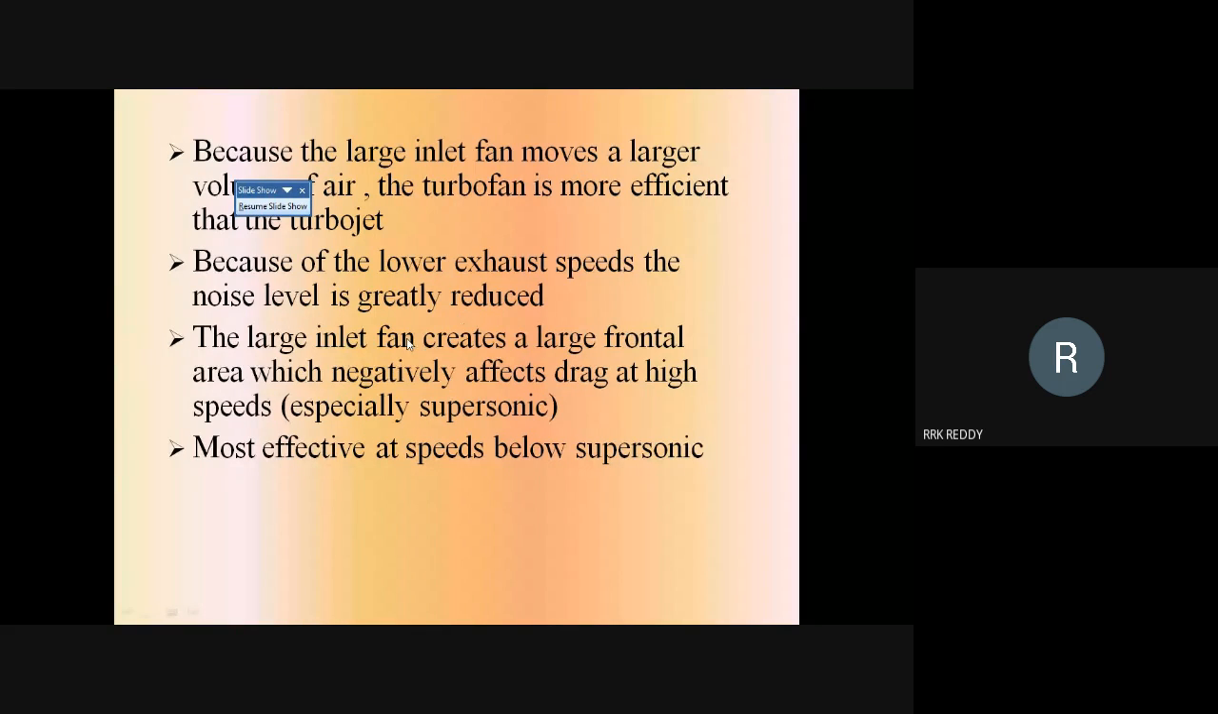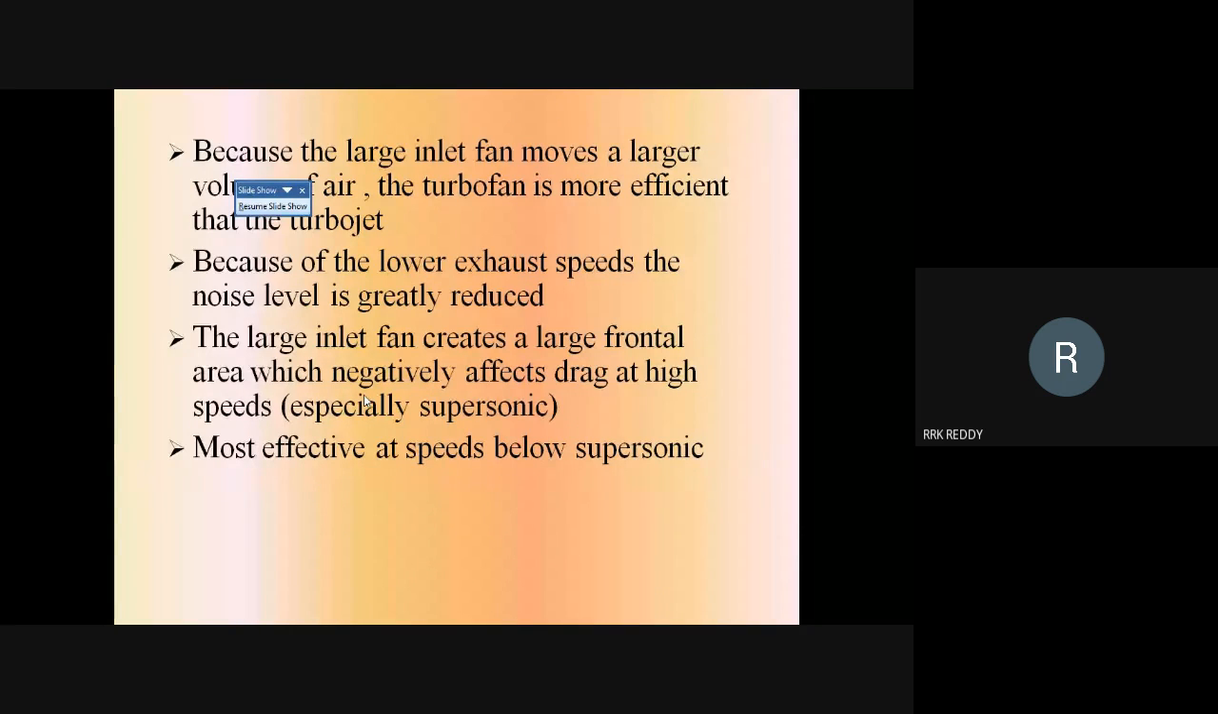But there is one disadvantage also. The large inlet fan creates a large frontal area, which negatively affects the drag, because drag is usually the main disadvantage with aircraft engines. If the aircraft body's frontal portion is a blunt shape, then air drag will be more. That means the opposing force will be more. That's why aircraft nose shapes are usually made conical. Aerodynamic shape means a conical shape, to reduce the air drag.